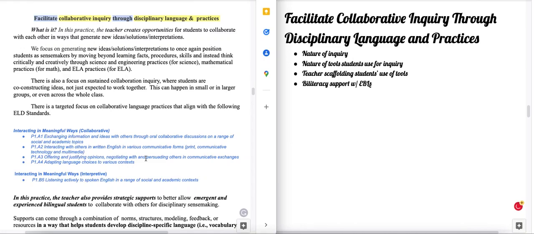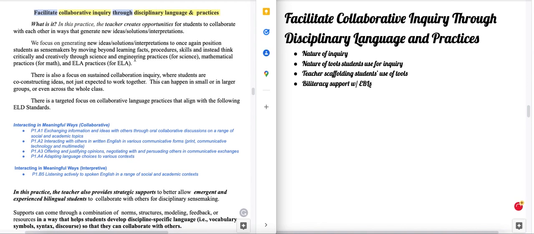So here we are, as in previous videos, we're looking at the BCAIP instructional framework, and this time we're looking at practice number 3, facilitating collaborative inquiry through disciplinary language and practices. Okay, so again, this practice has a lot of complexity, a lot of layers to it.